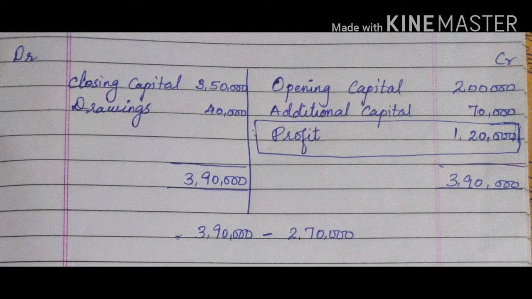Now you write in the T method like how we write in a ledger. Closing capital 3,50,000, drawings 40,000 on the debit side, and on the credit side opening capital 2 lakhs, additional capital 70,000. Now find the totals at the end. On your debit side you get 3,90,000, and on your credit side you get 2,70,000. Whichever side is lesser, there we get a balance, but here we don't write it as balance.